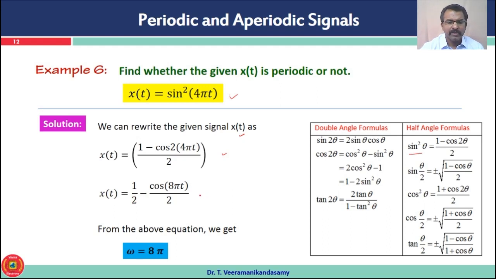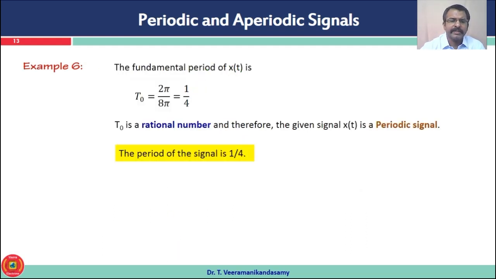So this is now our x of t. You can have the cosine function here. We can compare the general form of the cosine function with this cos 8 pi t. So omega is equal to 8 pi. Now we can calculate the fundamental period. T naught is equal to 2 pi by 8 pi, so pi gets cancelled. Finally we will get 1 by 4. So 1 by 4 is a ratio of integers. Therefore T naught is a rational number and the given signal x of t is a periodic signal. The period of that signal is 1 by 4.